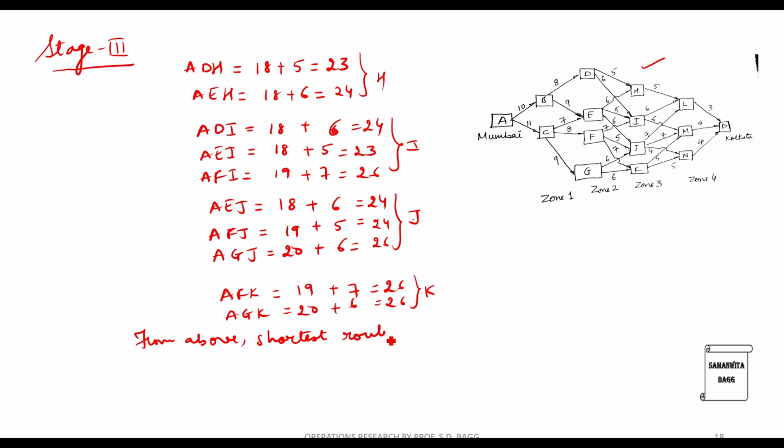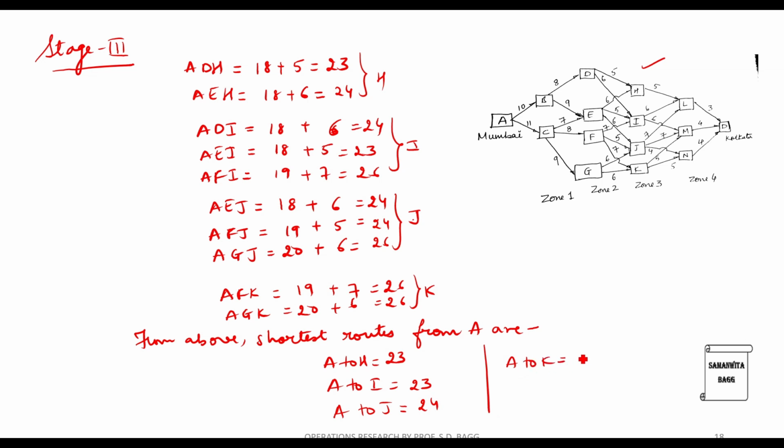Shortest routes from A are A to H. Minimum is 23. A to I. Here the minimum is 23. A to J. Minimum is 24. And A to K, both values are 26. So minimum anyways is 26. So we have completed with stage 3. Now we'll go to stage 4.